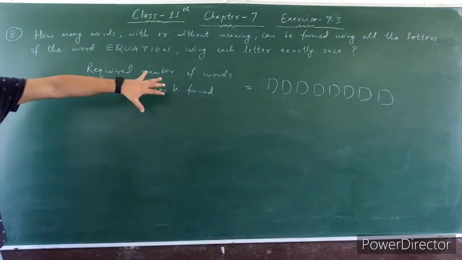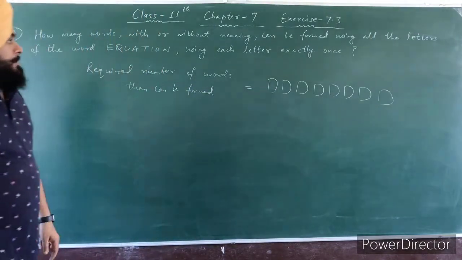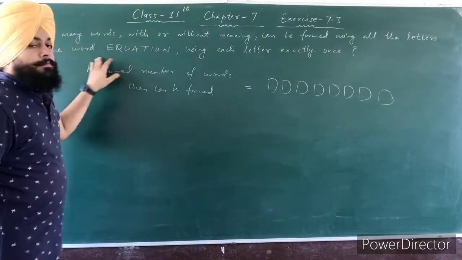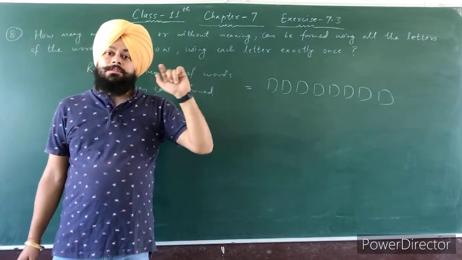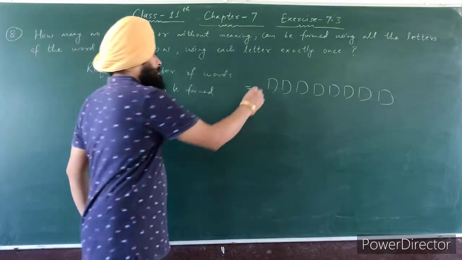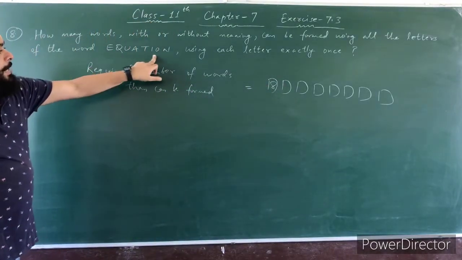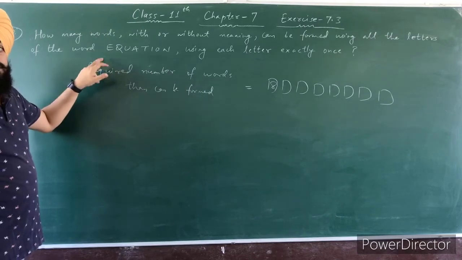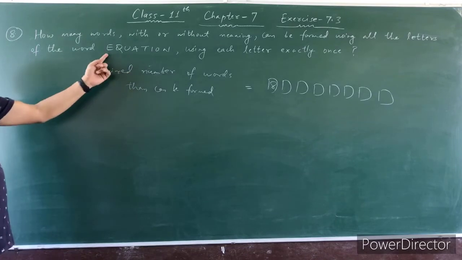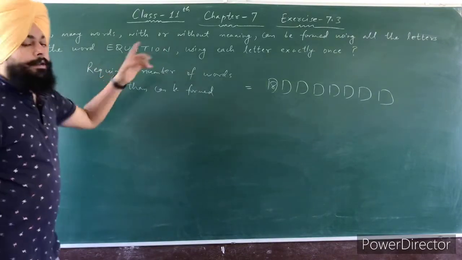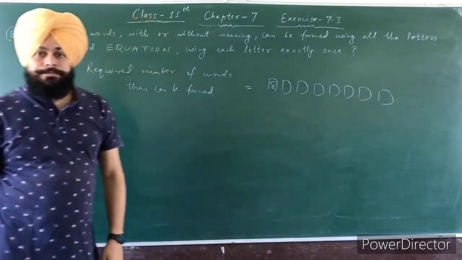So first we have to make 8 boxes. In the first box, how many chances are there to put any of these letters? So there are a total of 8 chances. And you can see here in the word EQUATION, no letter is repeated. Check: E, Q, U, A, T, I, O, N, all are different. So in the first box there are a total of 8 chances.